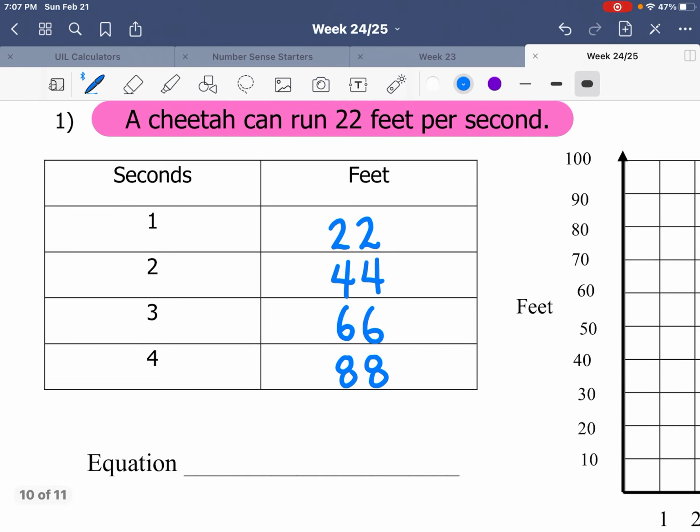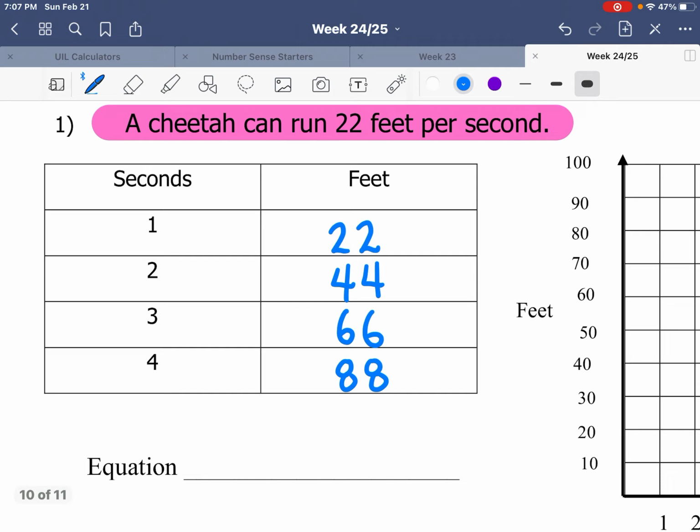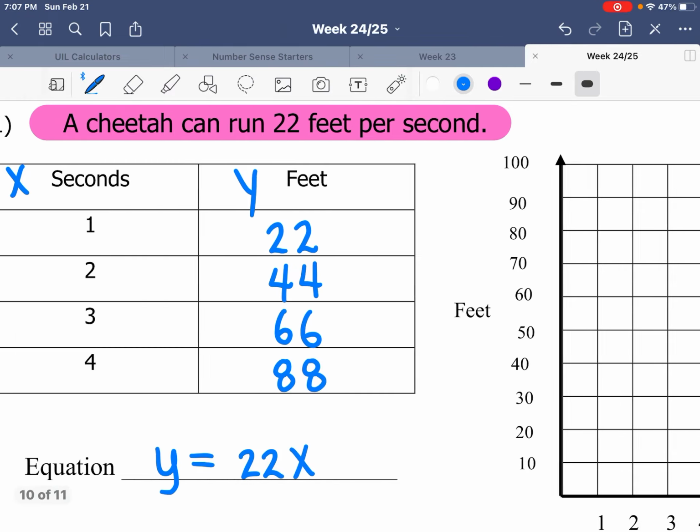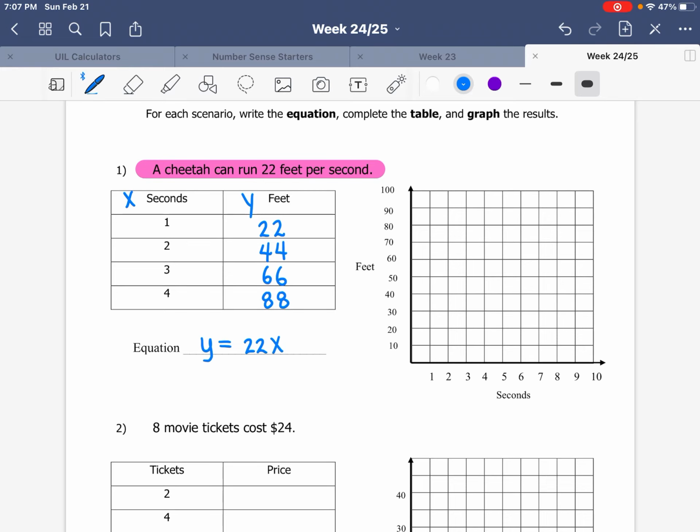We can write a graph because we know that the first part of the table has to be our x and the second part of the table equals our y. So we can write an equation to go with this graph in the form of y equals, because the number of feet that cheetah has run is equal to 22 times x, the number of seconds. Please write it as that, not x times 22. Y equals 22x is our equation. Now all we have to do is come over here and graph it.